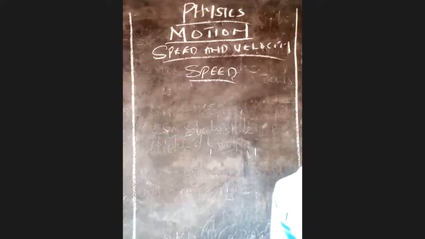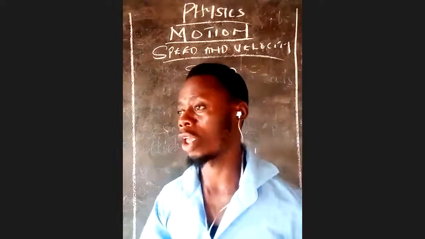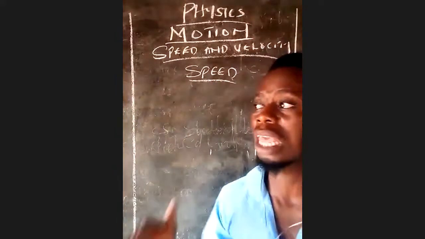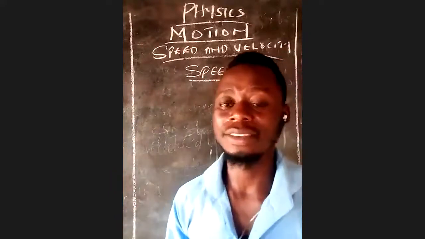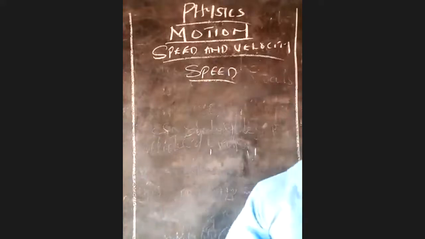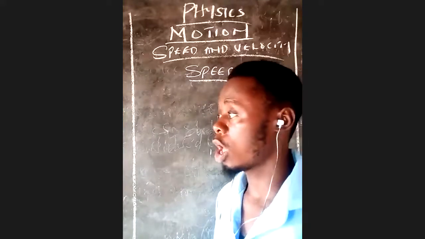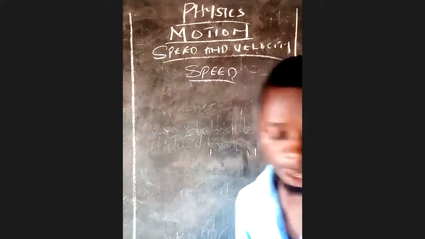Now, the rate at which a body covers a distance is called the speed of the body. Sometimes a body may cover 500 kilometers, some may cover 500 meters. The rate at which a body covers a distance is what we refer to as the speed of the body.